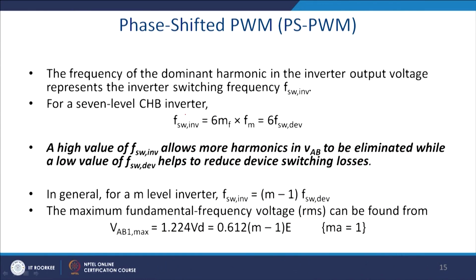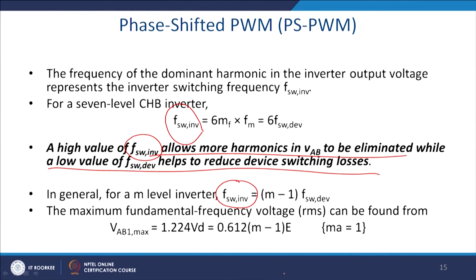So, for the 7 level multi-level inverter, the switching frequency of the inverter is 6 f_m. A high value of the inverter switching frequency allows more harmonics in the output to be eliminated, while a low device switching frequency helps you reduce the device switching losses. So, this is the major advantage of multi-level inverter. For this reason it finds more application, and in fixed devices we can't do anything, we are required to choose a multi-level inverter of high level, but moreover you get these add-ons.